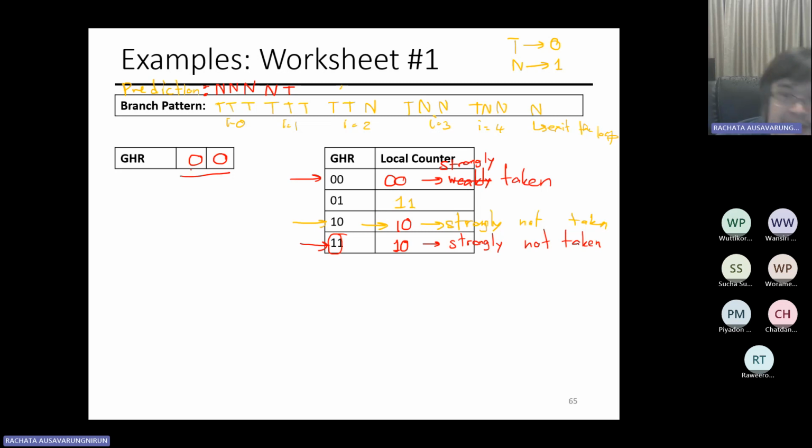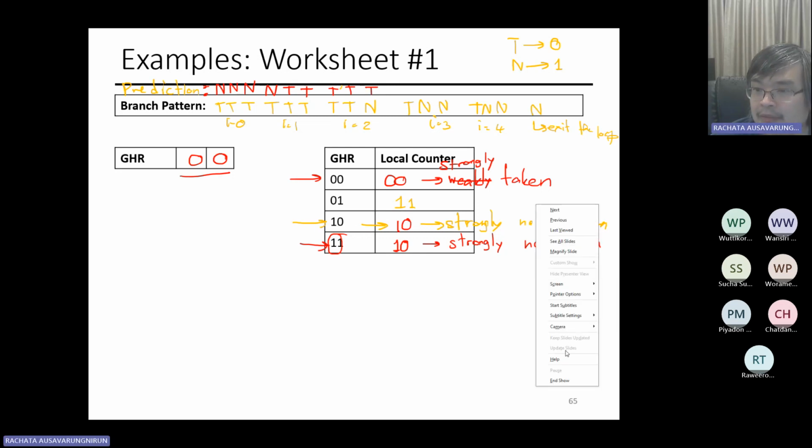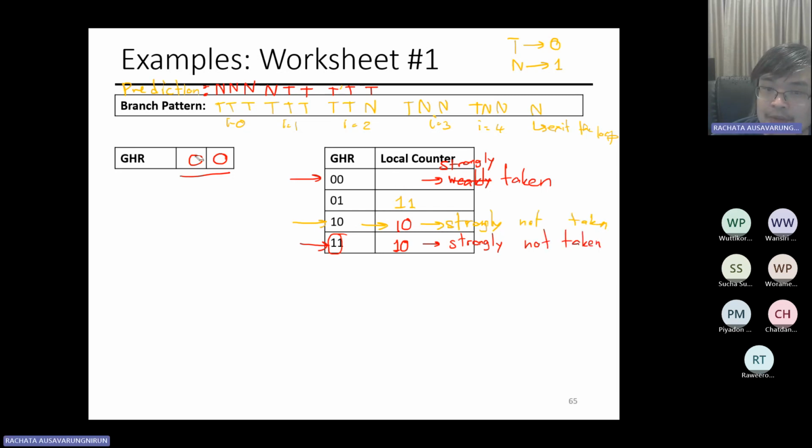The pattern stays the same because the last two branches are taken and taken, and you're going to be in this state for a while. So this is going to be taken, taken, taken, taken until this particular branch. Again, you're at GHR of 0, 0, and the local counter is 0, 0, strongly taken. You're going to predict taken, but in reality you're not taking this branch, so everything here has to be updated.